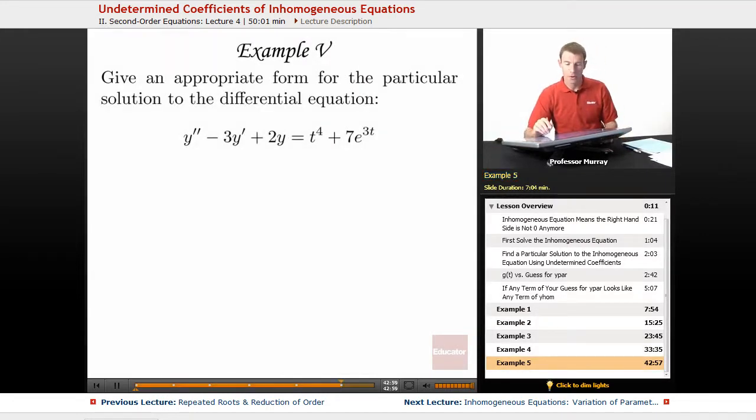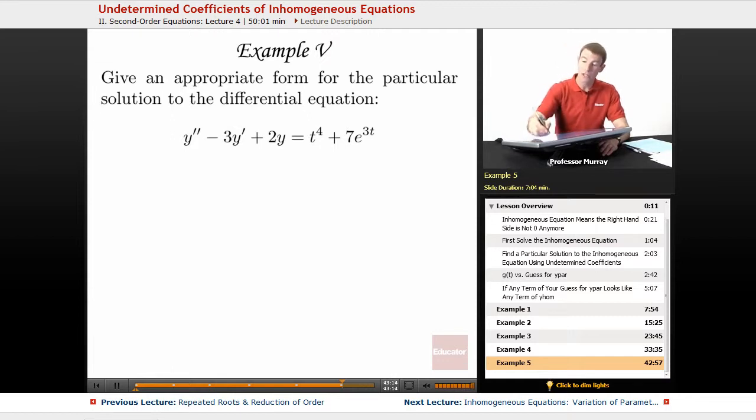So for our last example, we want to give an appropriate form for the particular solution to the differential equation y double prime minus 3y prime plus 2y is t to the fourth plus 7e to the 3t.